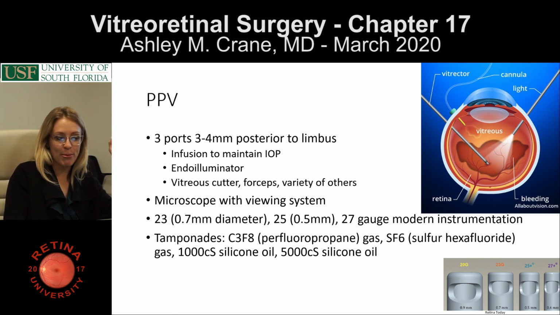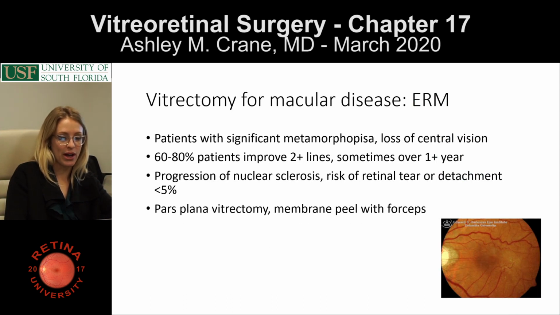And then there are tamponades used, which we'll discuss a little bit later. The most commonly used in the U.S. are these 4 tamponades: 2 types of gas, C3F8 and SF6, and then oil, a silicone oil tamponade, 1,000 or 5,000 oil. So the first disease that is discussed in the BCSC for which vitrectomy is used is vitrectomy for macular disease, specifically for epiretinal membranes.